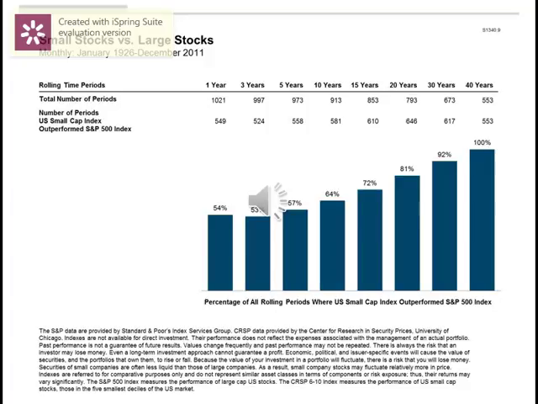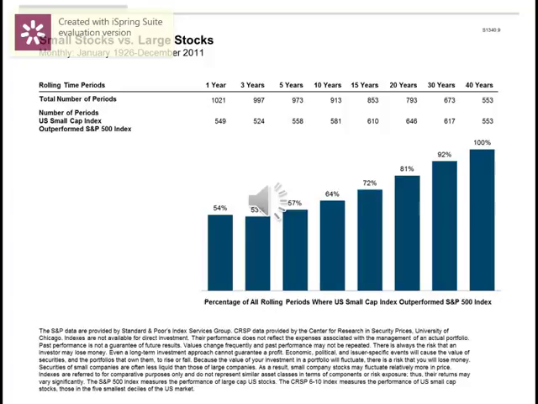The size effect also proves itself over longer holding periods. The chart applies the same format to illustrate that risk factor compensation is also working in the small cap arena. The bars in each column indicate the percentage of the time the CRSP 6-10 index, which is the smallest 5 deciles of the U.S. market, outperformed the S&P 500 index for each rolling period.